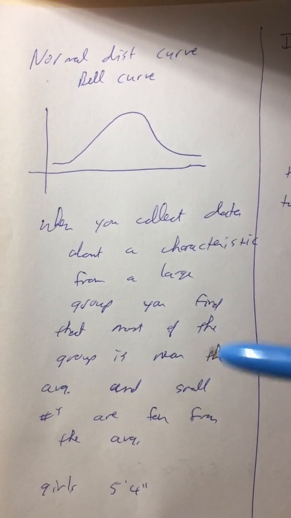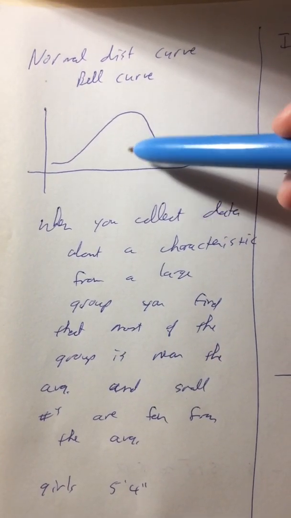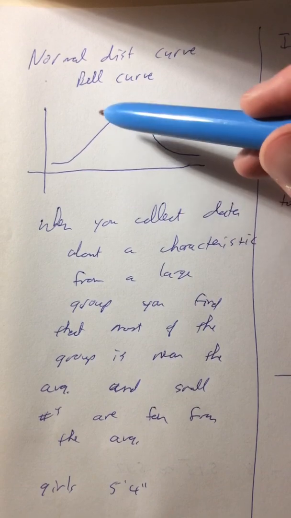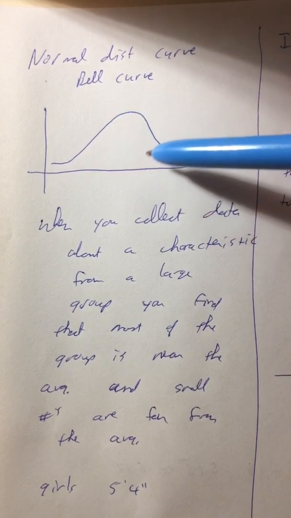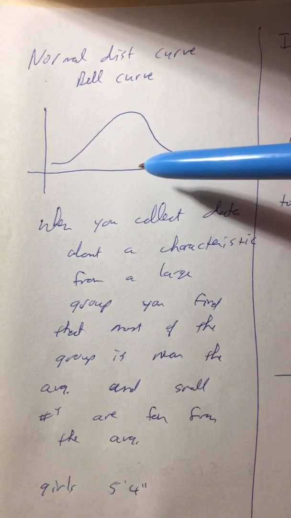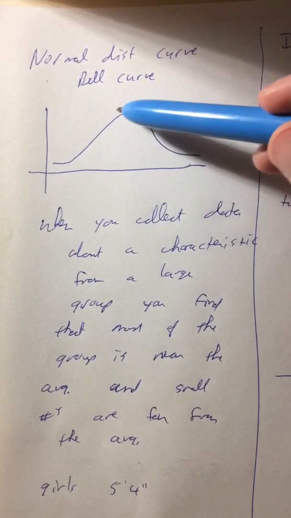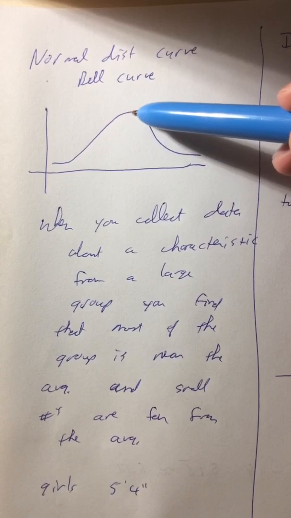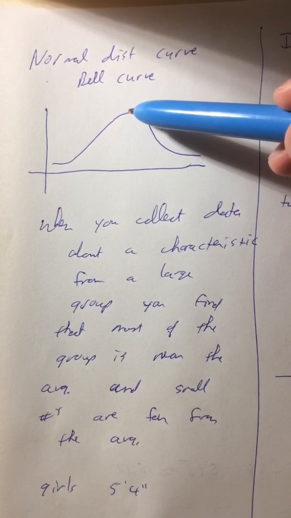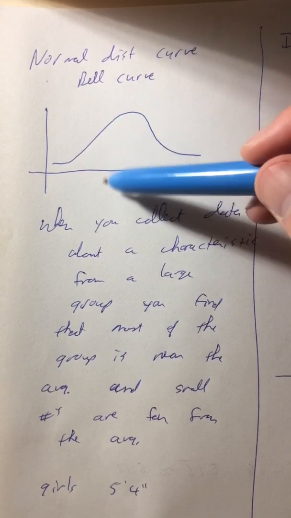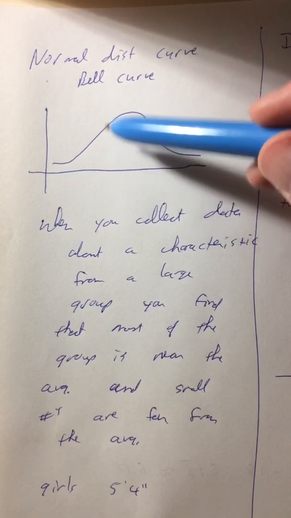So again, let's talk about our girls here. The average height is about 5'4", so we know that most of the girls are going to be somewhere in the area of 5'4". We're going to draw this in much greater detail in a few minutes. So most of the girls are in the area of 5'4", and you can see that up here is the higher percentage. So the higher it is, the higher percentage. So there's a high percentage of girls in this range, 5'2" to 5'6".